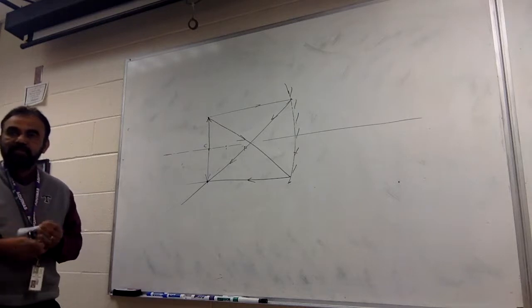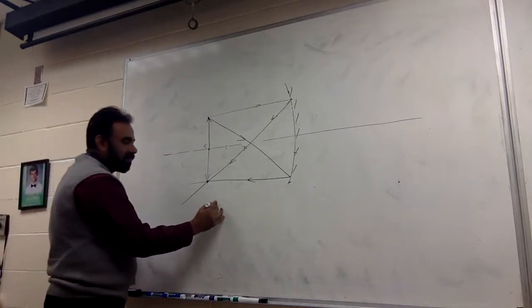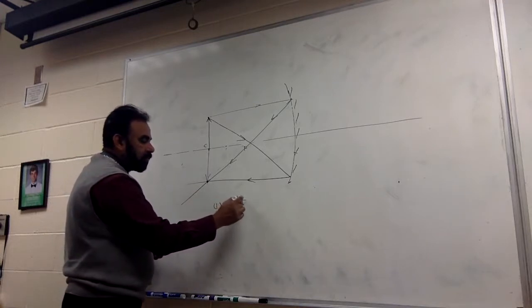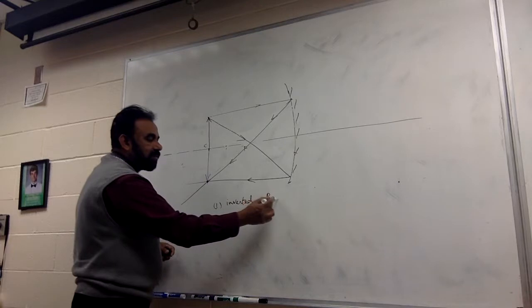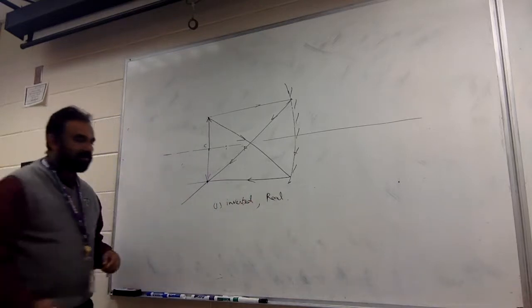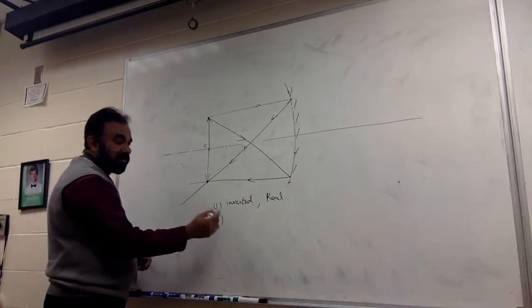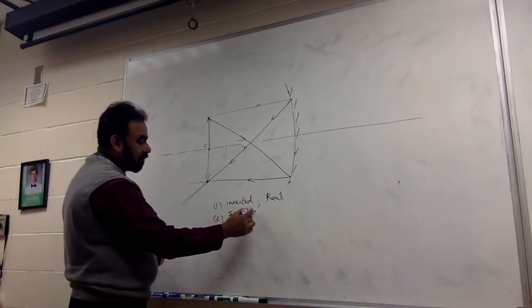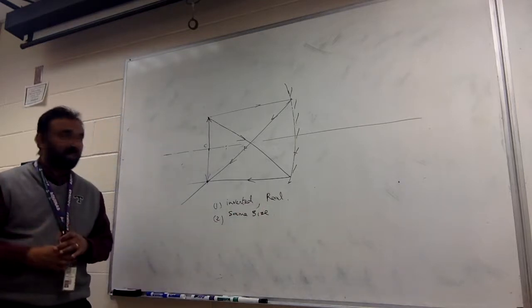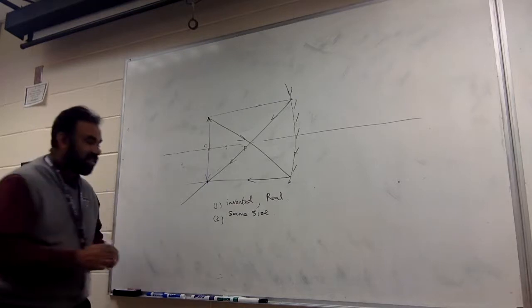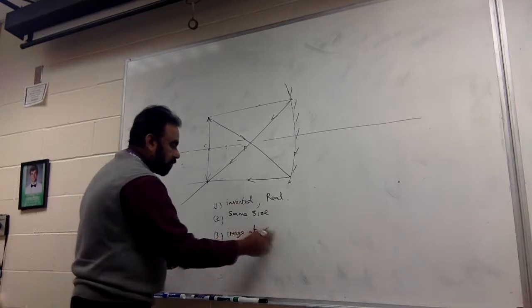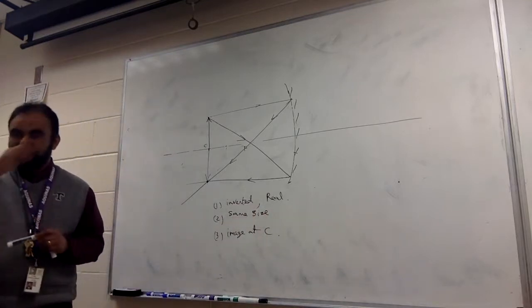And what kind of image is that? Inverted, the same as before. And therefore it's real. Since it is inverted, I'm putting it in real. Then what do you have? Same size. It will form the same size image. So when the object is kept at C, the image is formed at C. Image is formed exactly at C.